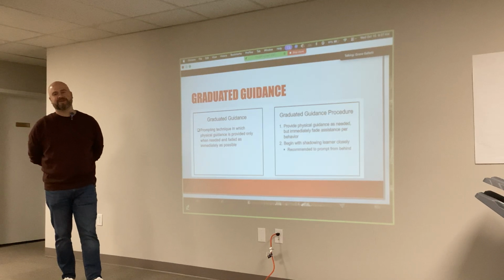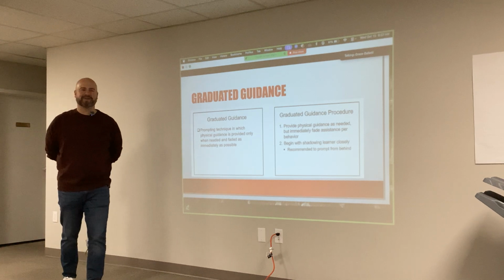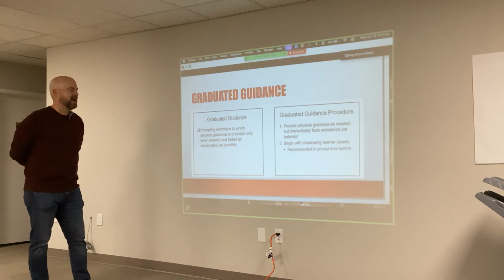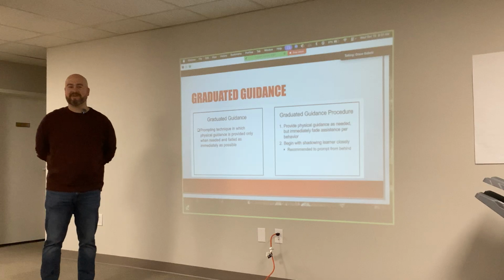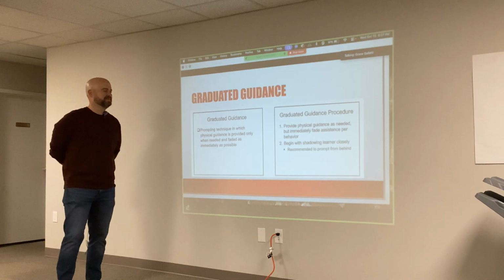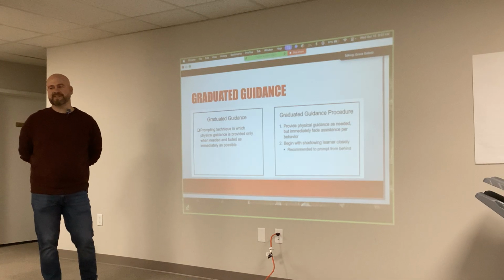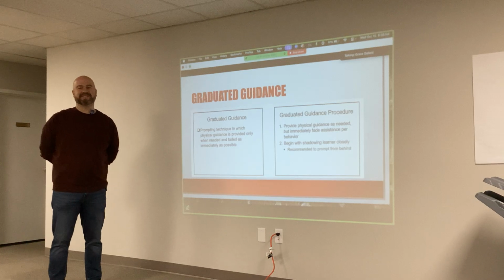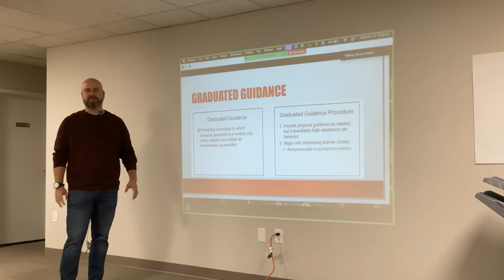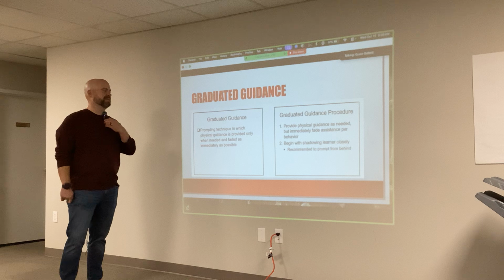Begin with shadowing the learner closely. Recommended to prompt from behind. So we're going to prompt the learner from behind. But first, let's shadow the person. And the shadow is kind of like our assessment to see where the VIP might need some help. We're going to identify parts of this task that the VIP needs extra assistance with. And when we notice that our learner needs extra assistance, I'm going to swoop in and provide that assistance from behind, using a hand-over-hand assistance method, perhaps.